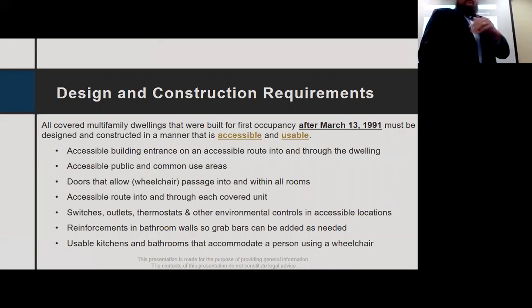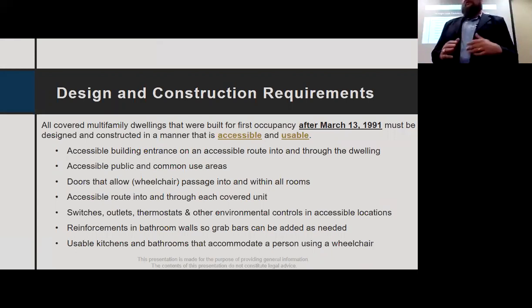One of the other things that you can look at to determine what is necessary is the design and construction requirements. So after March 13th, 1991, anything built after that must be designed and constructed in a way that makes it accessible and usable. And this is due to the ADA. And you see all the different items on the list there. Everybody probably runs into these, knows a lot of these, that you now have to have common areas that are accessible, and you have to have an accessible building entrance.